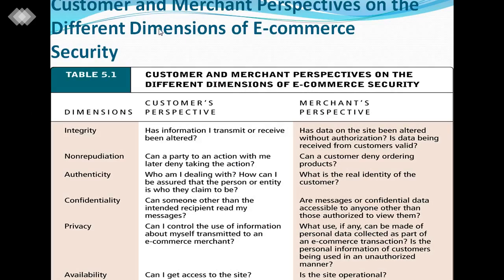Now some customer and merchant perspectives on the different dimensions of e-commerce security. Here in this table you can easily identify the dimensions, the customer perspectives and the merchant perspectives: integrity, non-repudiation, authenticity, confidentiality, privacy and availability. They vary between the merchants and their customers. So these are the differences on the dimensions of e-commerce security.